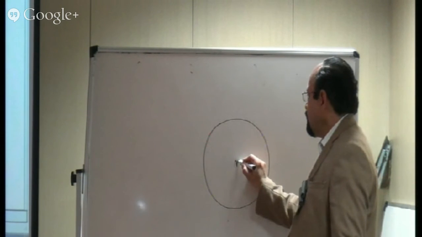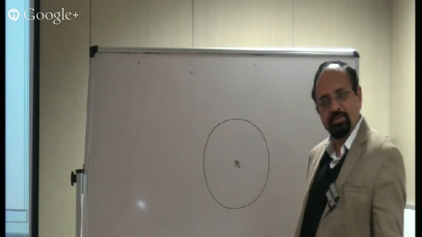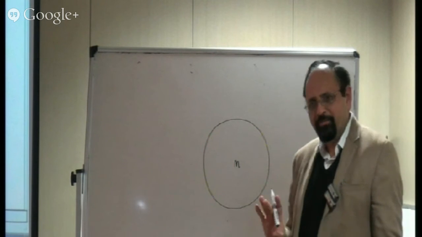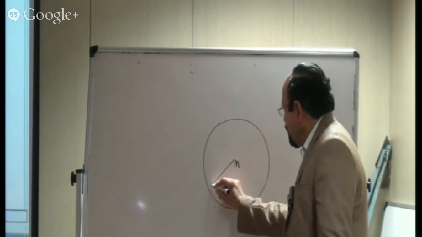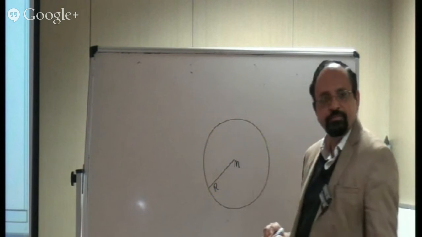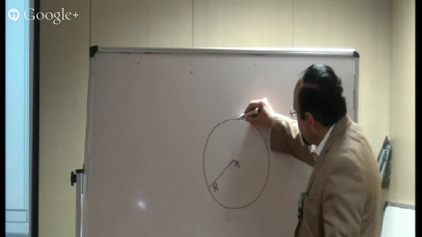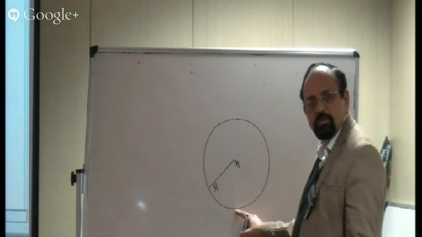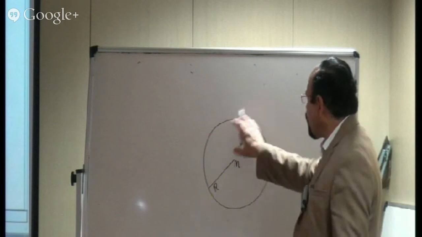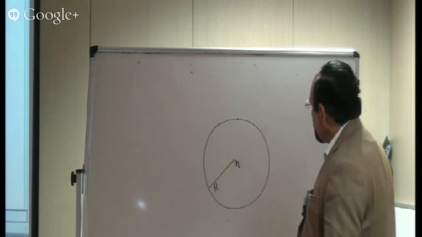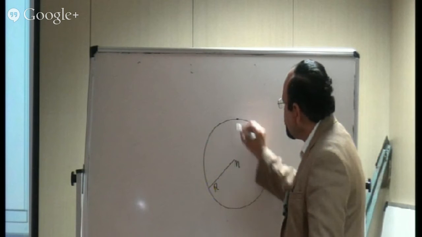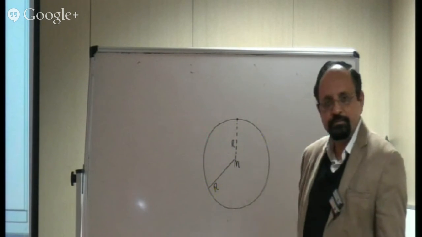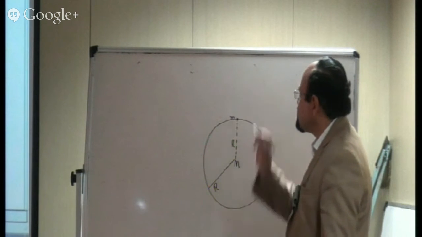Assume that this is the earth. Once again, I'm taking this as a complete spherical body of radius R. And I choose a point somewhere here. I want to choose a point which is on the surface. This point is on the surface and is obviously at a distance capital R from the center of the earth. Let the mass of this point mass be small m.